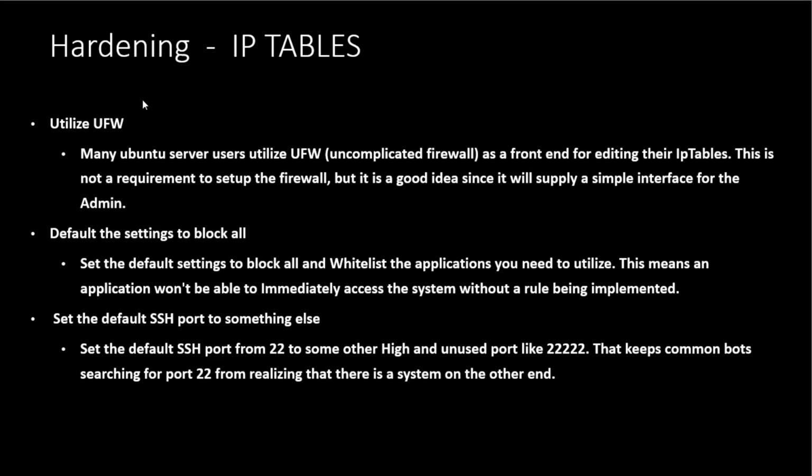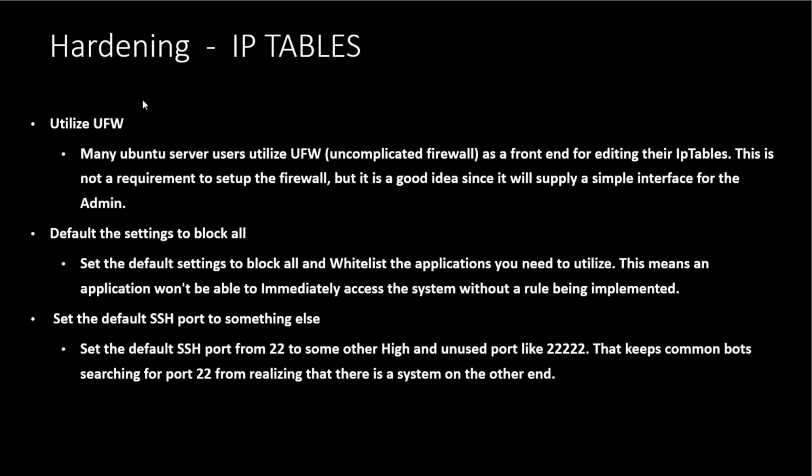Number 2, we default the settings to block all rather than allow all. This allows you to block all outgoing and incoming items except port 80 and 443, and then whitelist the applications that you need to utilize on an individual basis. This means that applications won't immediately be able to access the internet or the system, whichever way it's coming, without the rule being implemented, and thus hardening the system.